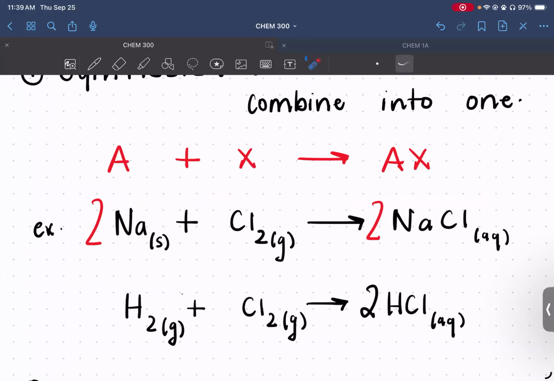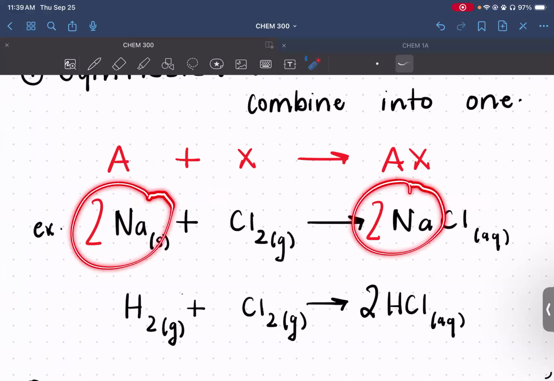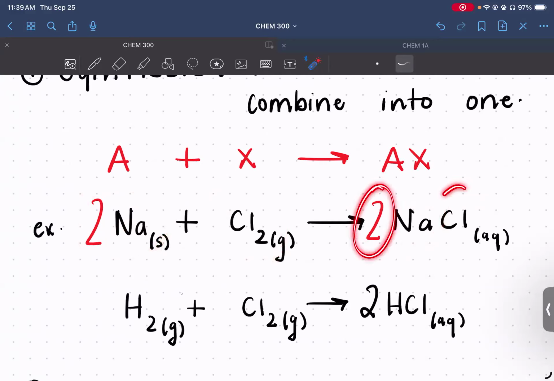We can see in the first equation, there are 2 sodiums on the left, 2 sodiums on the right, 2 chlorines on the left, and in total, 2 chlorines on the right. In addition, we also have state symbols.